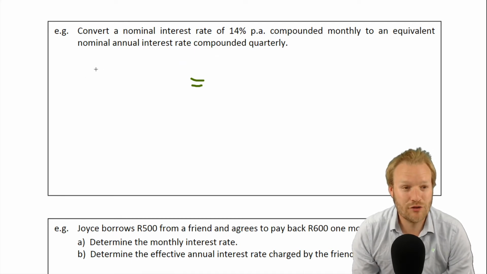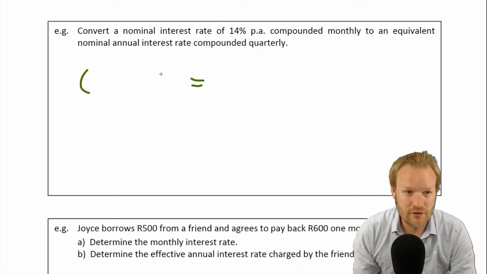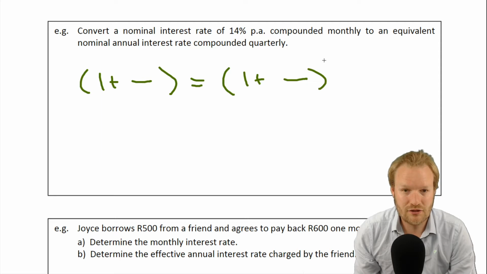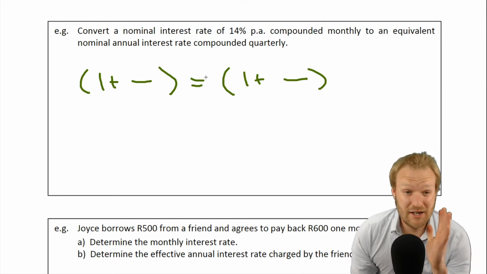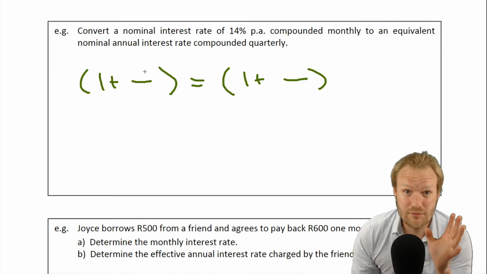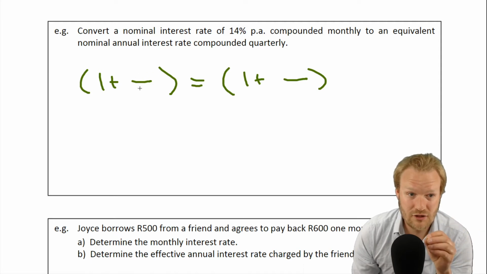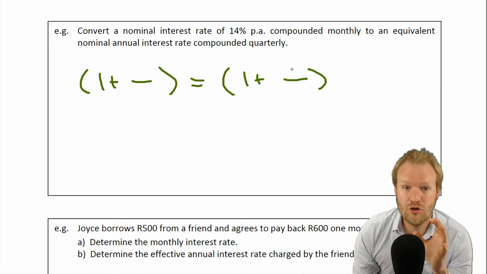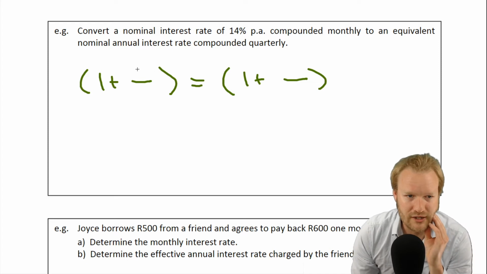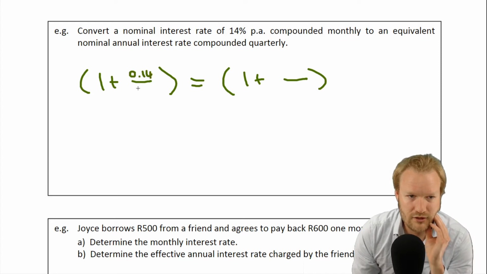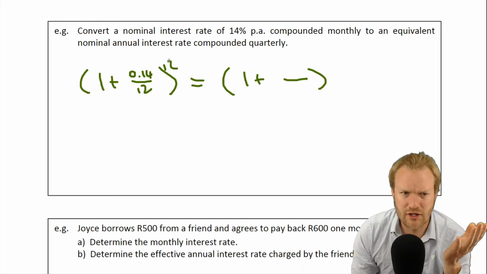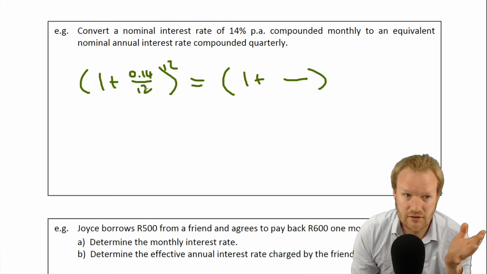Let's work with our compound interest formula: 1 plus interest rate over m, to the n. In other words, these two need to be the same, whether we're doing 14% compounded monthly or whatever this interest rate is compounded quarterly. So let's start with the monthly. We've got 14% over 12. It's like we're doing it for 1 year, 12 months in a year, divided by 12.